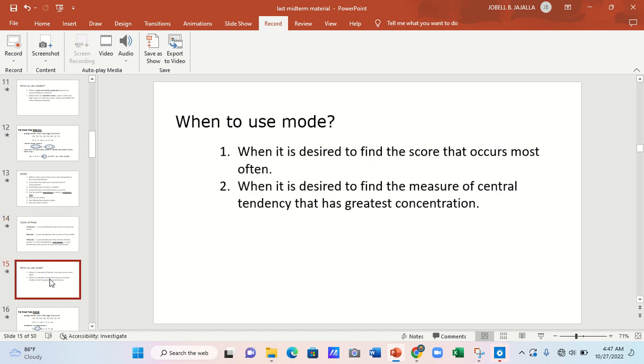So now, when do we use the mode, class? It is used when it is desired to find the score that occurs most often. If that is your only purpose, you use the mode as the measure of central tendency. Now for number 2, when it is desired to find the measure of central tendency that has the greatest concentration. If it is greatest concentration, we automatically use the mode.